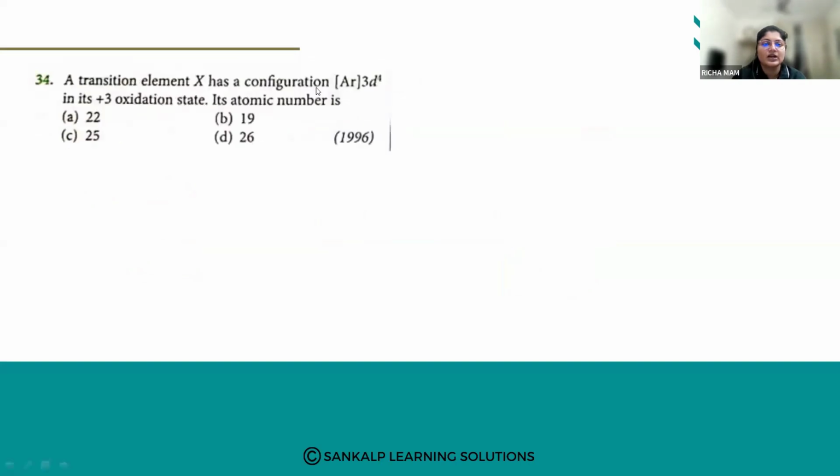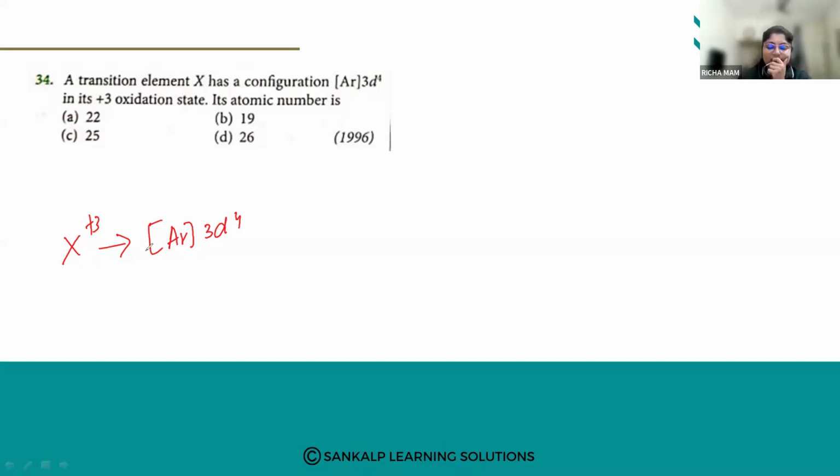A transition element X has a configuration of argon 3d4 in its +3 state. What is its atomic number? Can anybody tell? They have asked in a twisted, reverse manner. One element is given, already in its +3 state, that is argon 3d4. You have to tell the atomic number. That means the metal atom will have 3 more electrons.